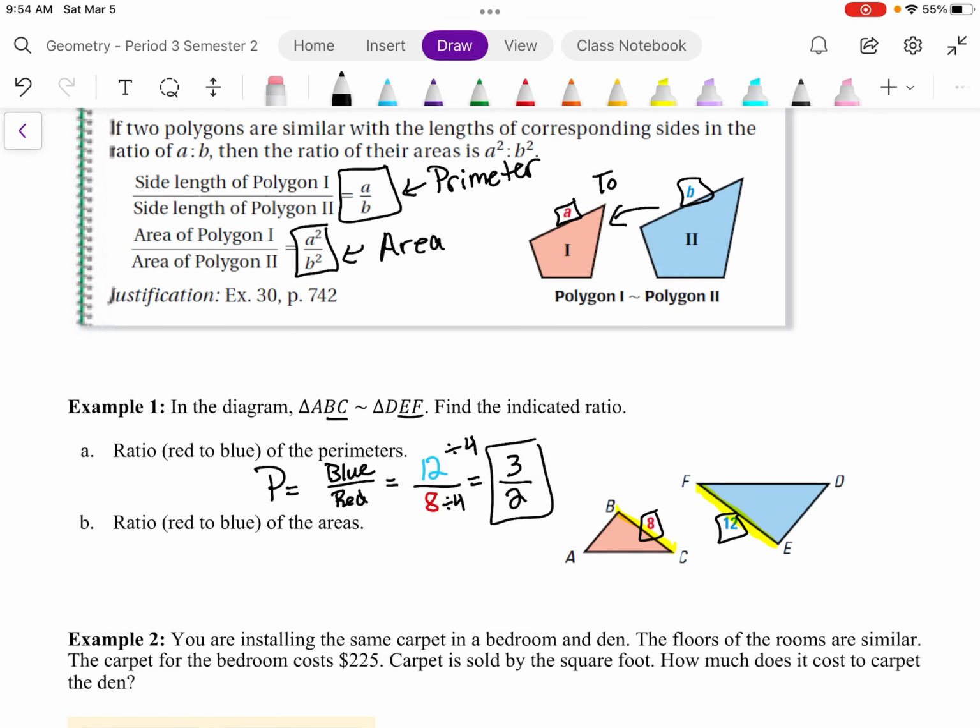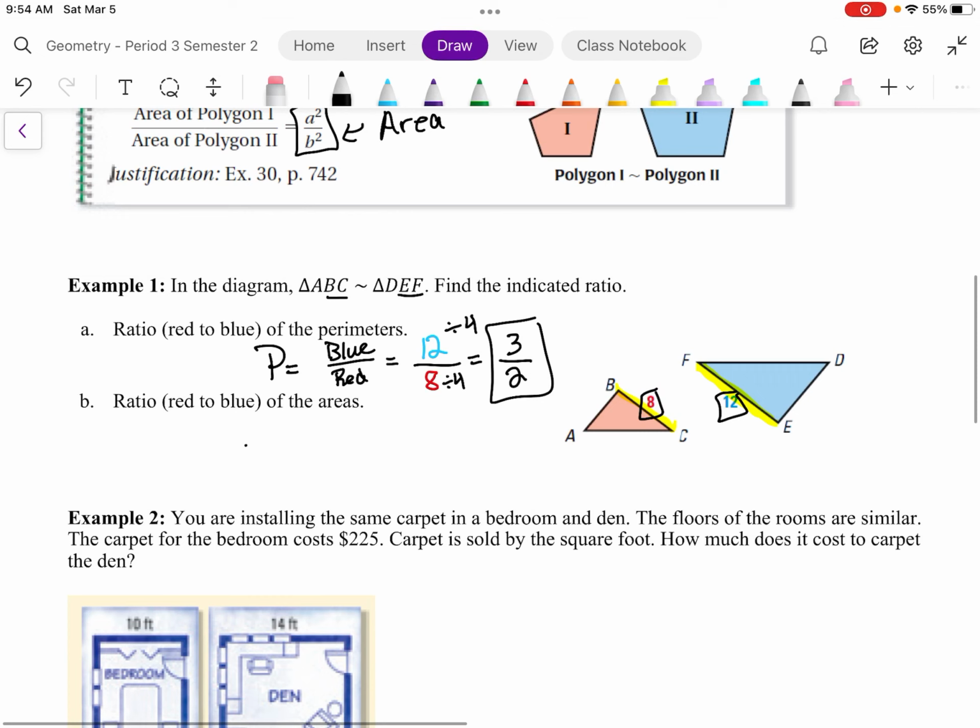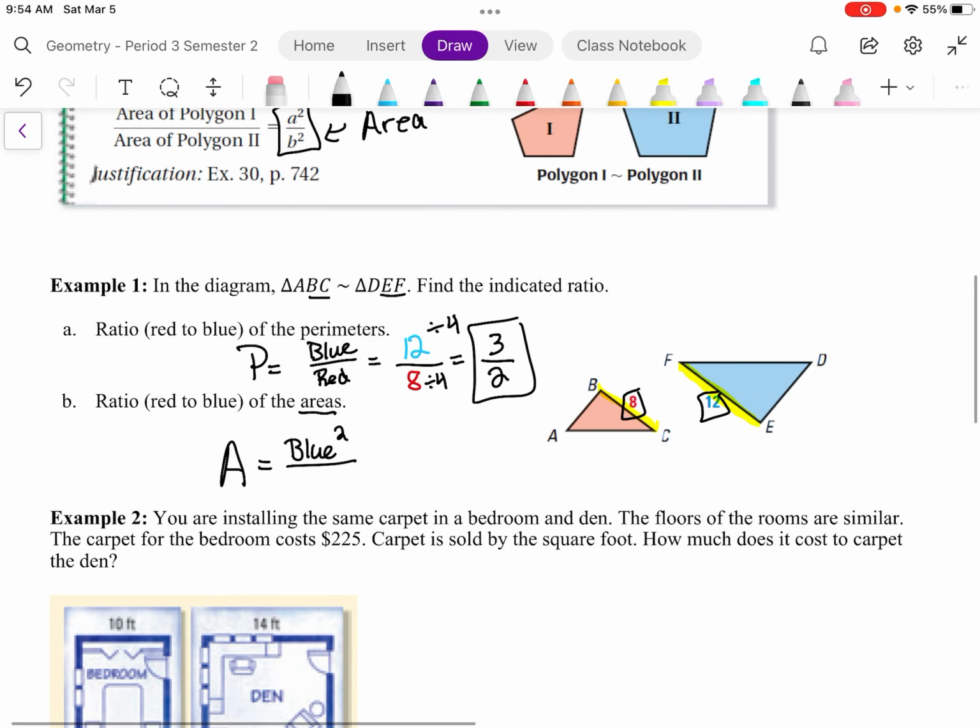Now we need to find the ratio for their areas. And now, because it's areas, we're going to have the blue value squared on top and then the red value squared on the bottom. So we already know that we're going to have 12 over 8. Now the only difference, because we're working with area, we're going to square those values. So we would have 144 over 64.